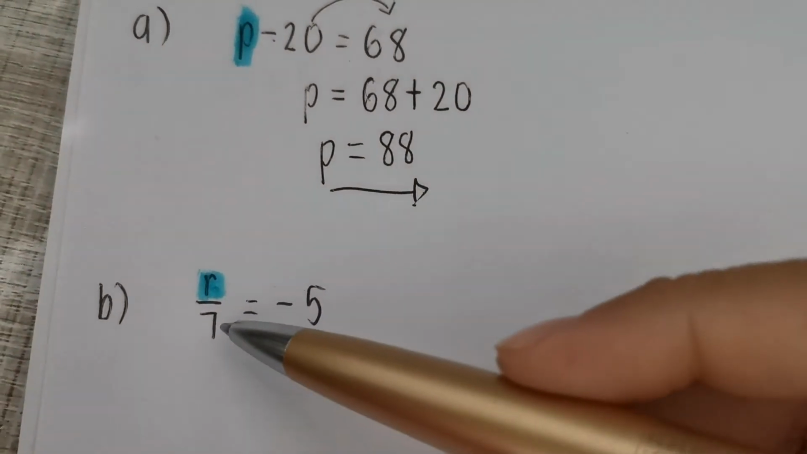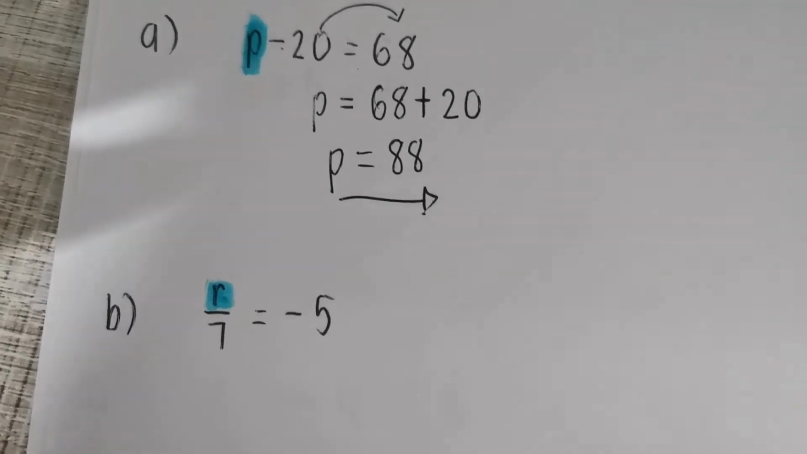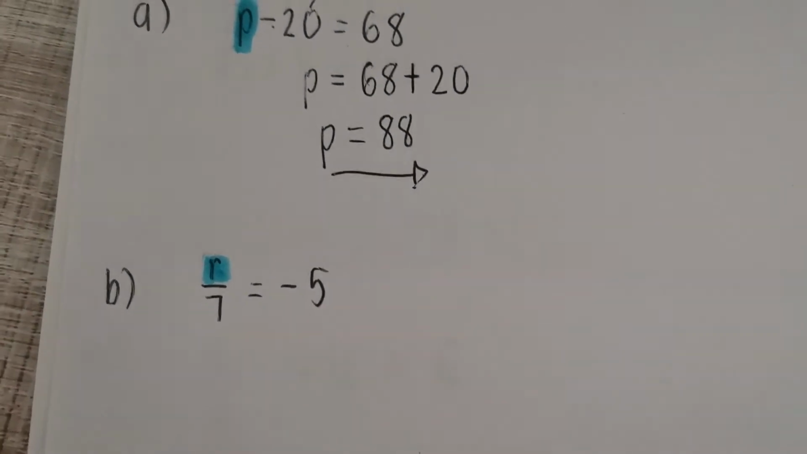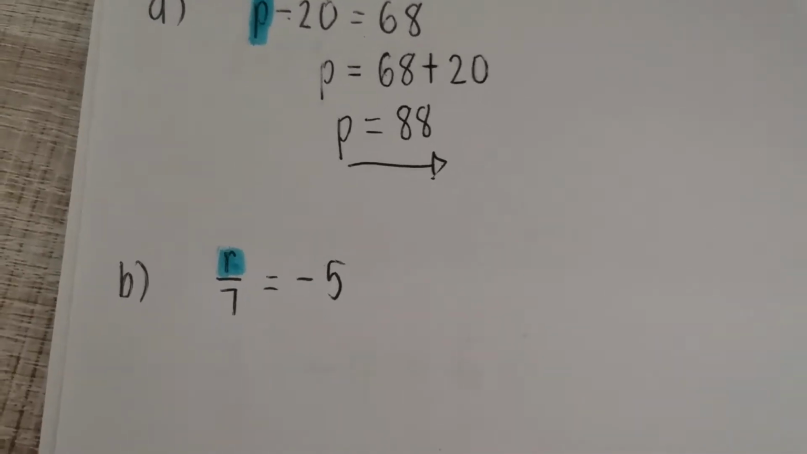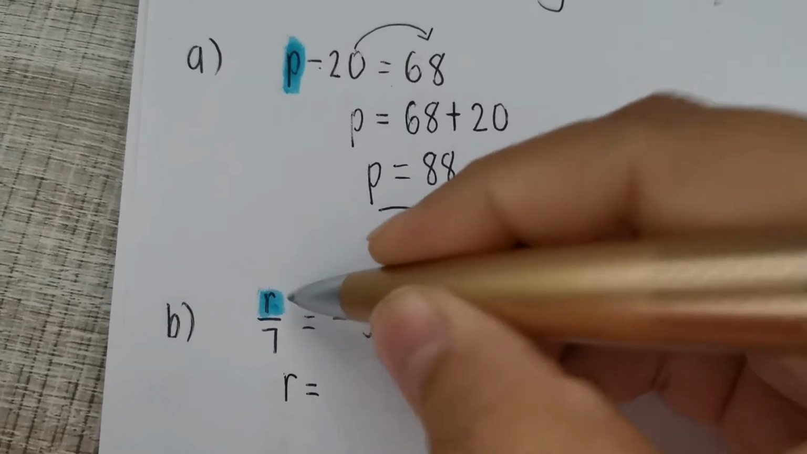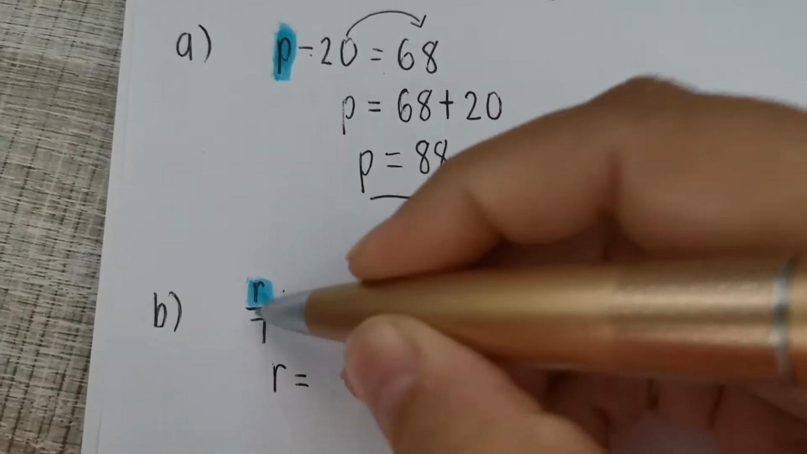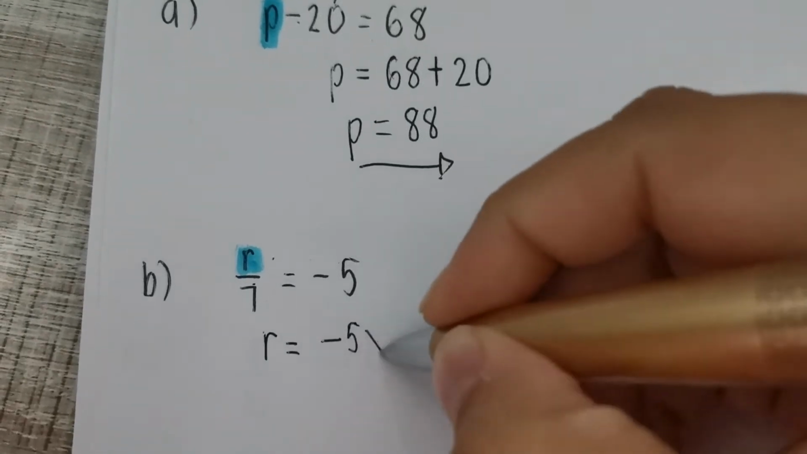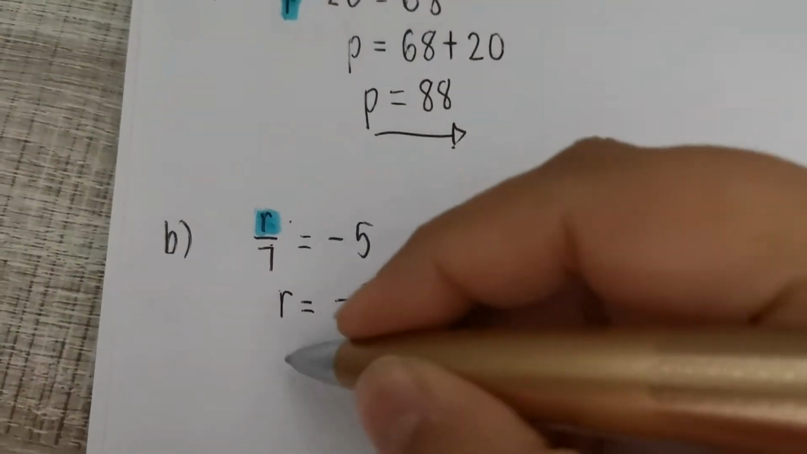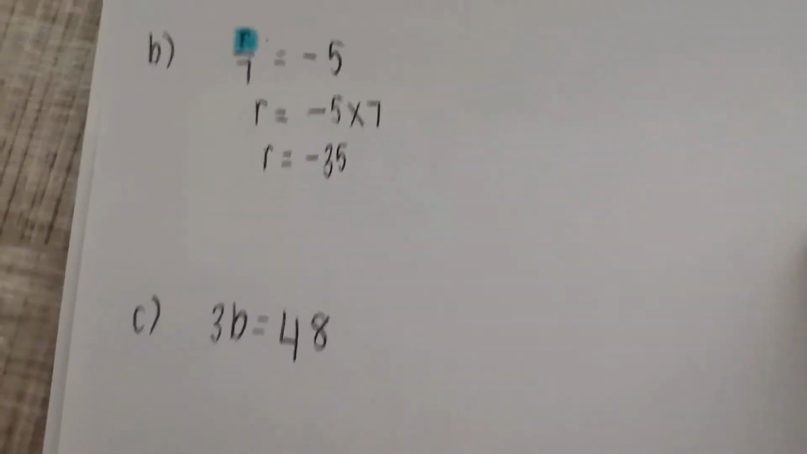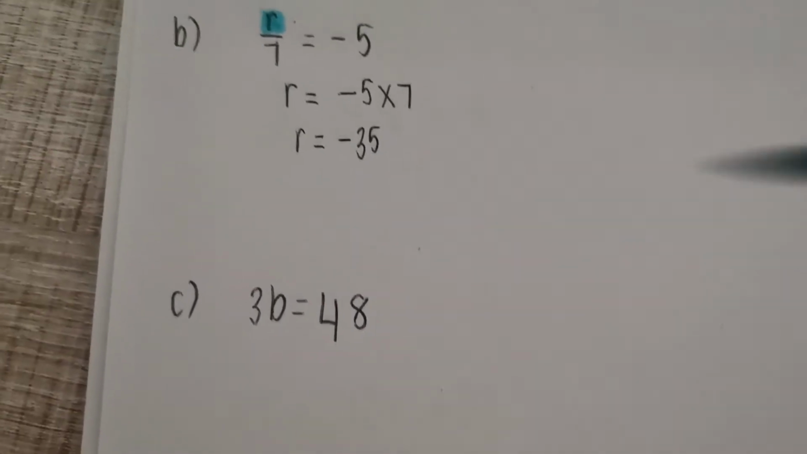Okay, this one over here, R is what I'm looking for. Can you see the thing that's blocking me is divide by 7? What's the opposite or the inverse of divide by 7? It's multiply by 7. So R equals, I'm going to multiply here by 7, so that's why the denominator is gone. What you do on one side, do on the other side. So we got negative 5 multiplied by 7, which is negative 35. Okay, continue.